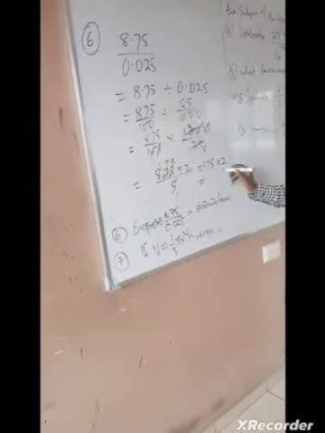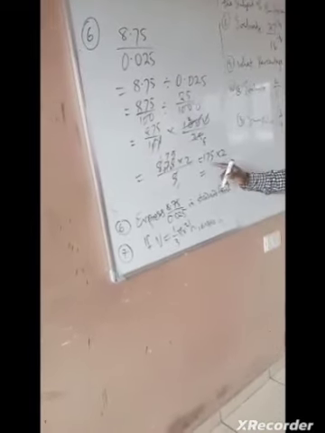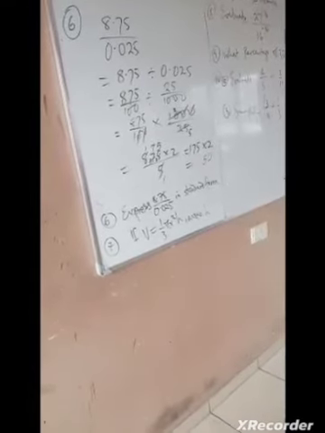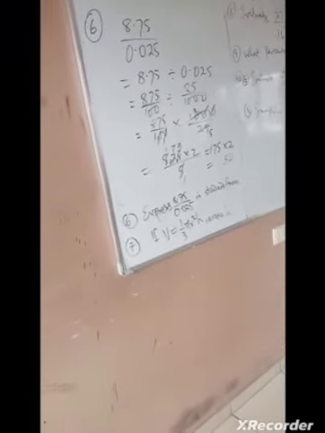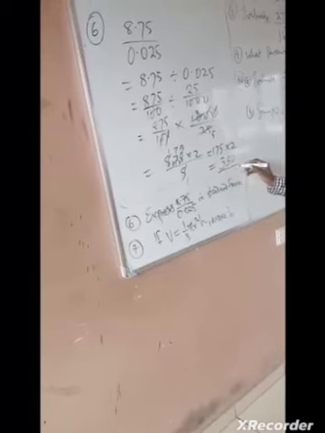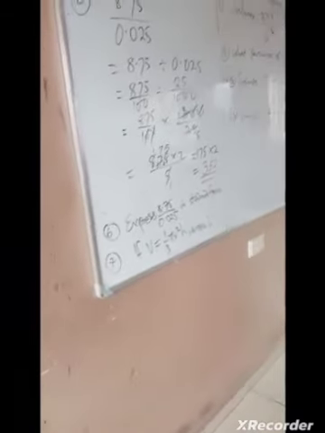2 times 5 is what? 10, carry what? 1. 2 times 7 is what? 14 plus 1, 15, carry 1. 2 times 1 is what? 2 plus 1, 3. So the answer is what? 350.